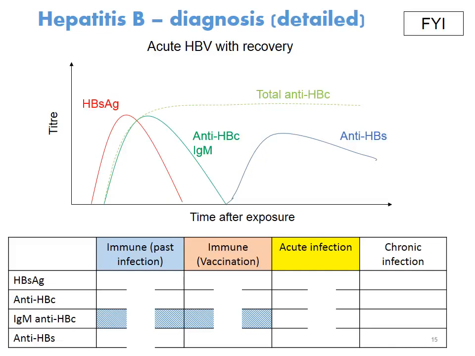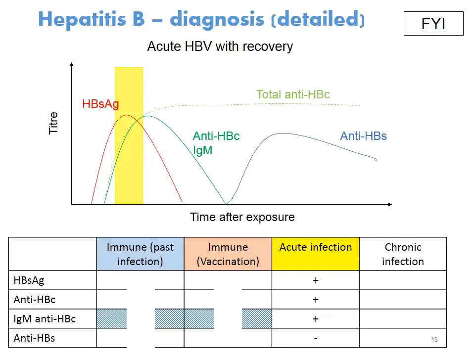For a person with acute infection, refer to this part of the graph highlighted in yellow. HBsAg is present, total anti-HBc and IgM anti-HBc are present. The person has not yet developed immunity to hepatitis B, so anti-HBs is negative.